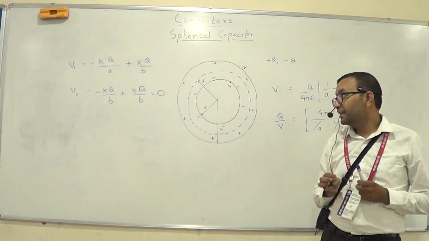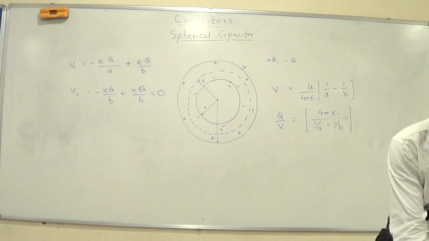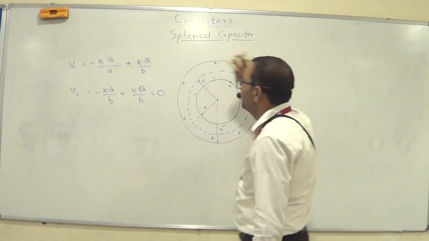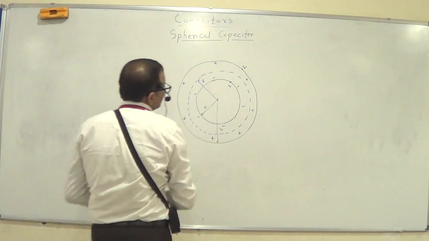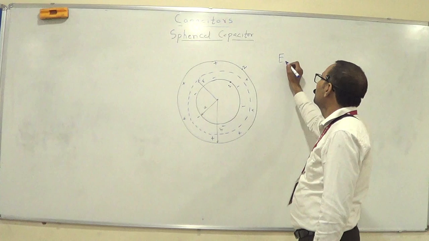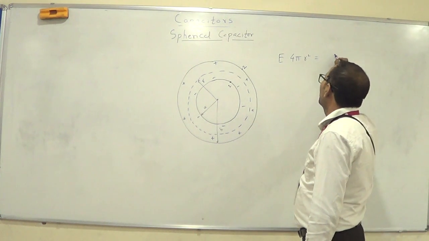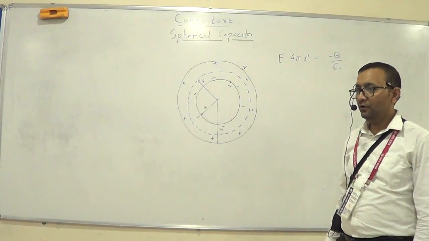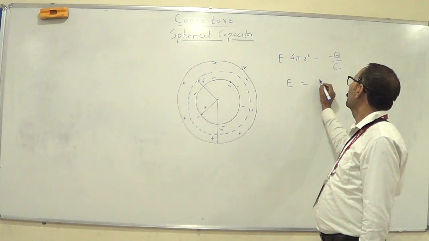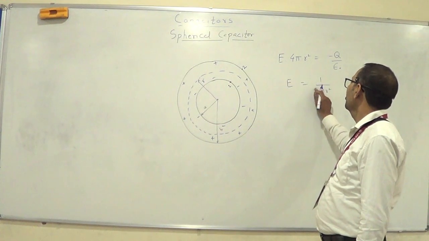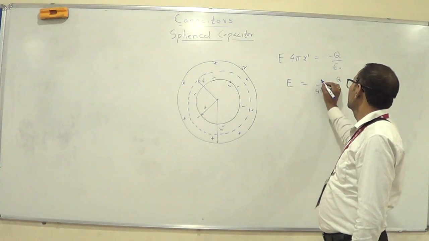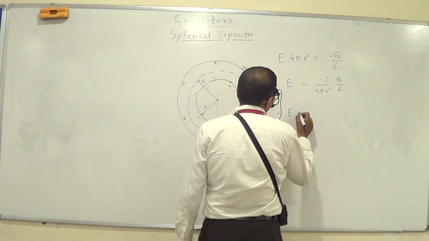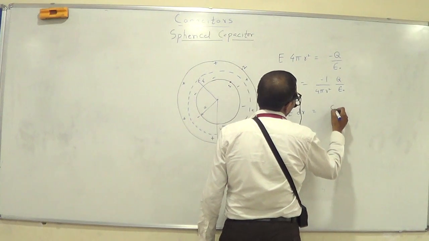What is the electric field as a function of r? Anyone? Apply Gauss law. E into 4 pi r square will become what? Minus q by epsilon naught. The charge enclosed is minus q. Any doubt? So the electric field is 1 by 4 pi epsilon naught, q by r square, with a minus sign. Okay? So negative of the integral of E dot dr is the potential difference.